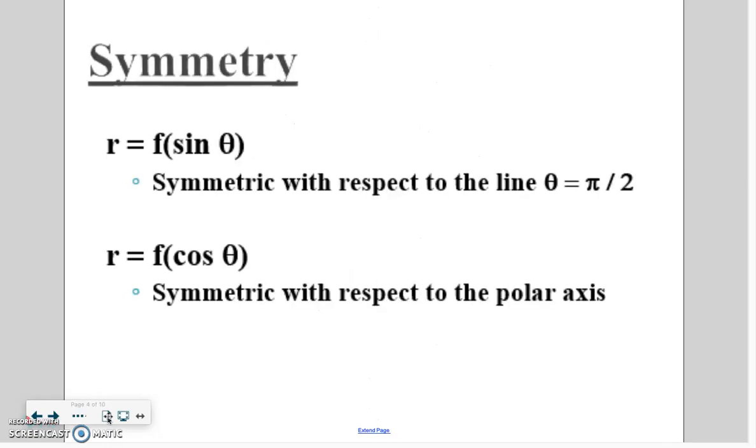All right, so symmetry, not a new concept in mathematics. Can somebody explain to me what symmetry is or what it means in reference to a graph? Ben, what do you think?